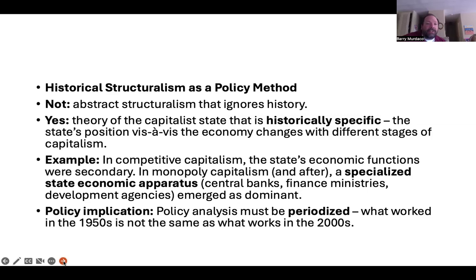Historical structuralism as a policy method. It is not an abstract structuralism that ignoring history. In other words, you're not just looking at this in a purely abstract way, which is often the criticism made. What you want instead is a theory of the capitalist state that is historically specific. The state's position vis-a-vis the economy changes with different stages of capitalism. In competitive capitalism, the state's economic functions were secondary. You could debate that, I think. But in monopoly capitalism, and after, a specialized state economic apparatus, central banks, finance ministries, and development agencies, emerged as dominant. Policy analysis must be periodized. What worked in the 1950s is not the same as what works in the 2000s.